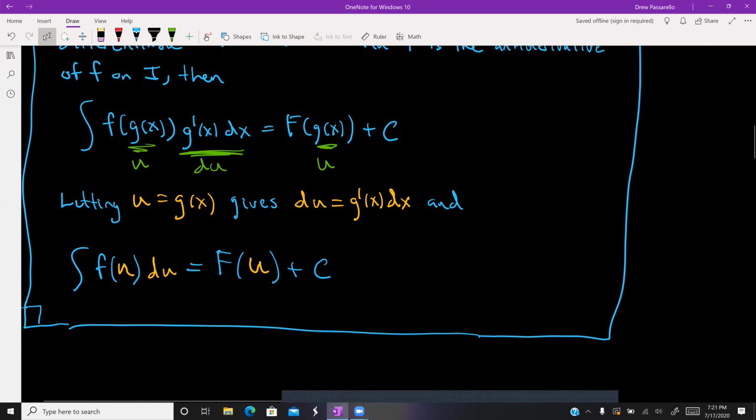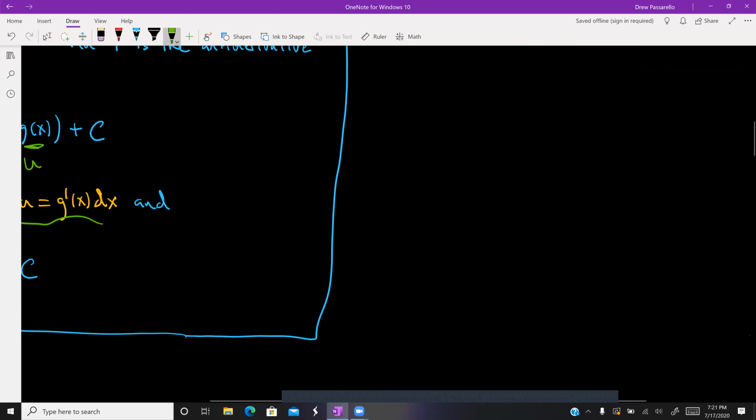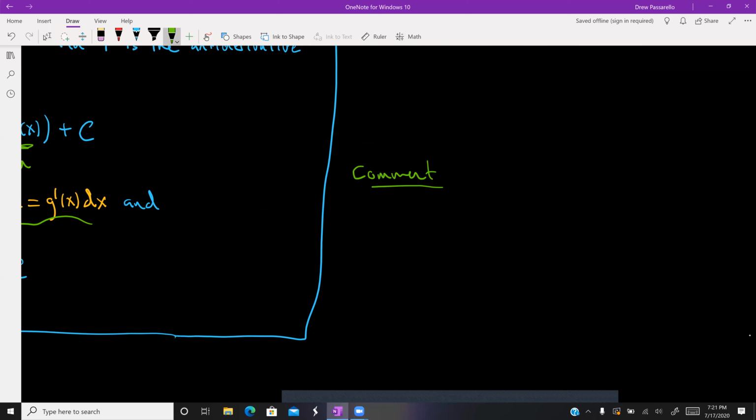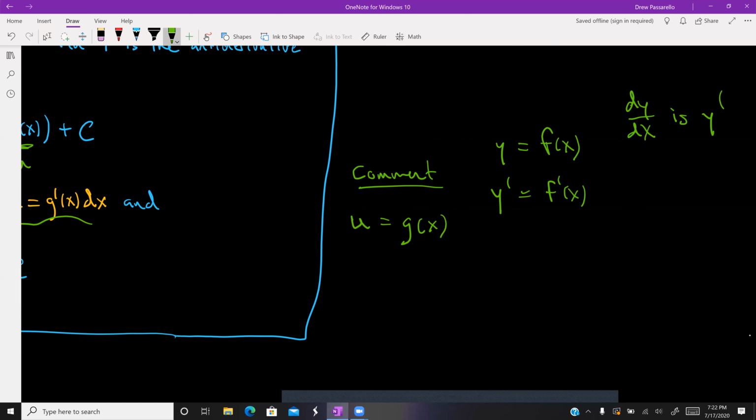Now I will make a comment on the du equals g prime of x dx. So we're letting u be g of x. All right, and normally in the past when we dealt with derivatives, like if we had y equals f of x, we take the derivative y prime is f prime of x. That's normally how we would write it. But another notation for y prime, we could use dy dx is y prime. So I just didn't use the dy dx because I think it's annoying to keep writing dy dx versus just writing y prime.